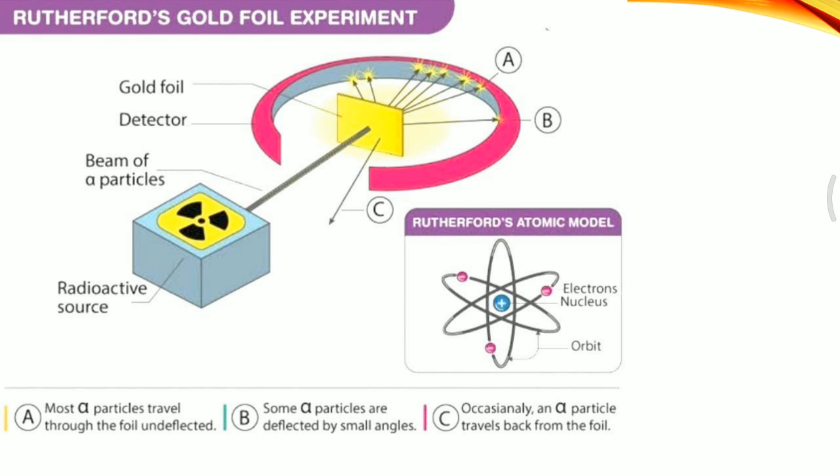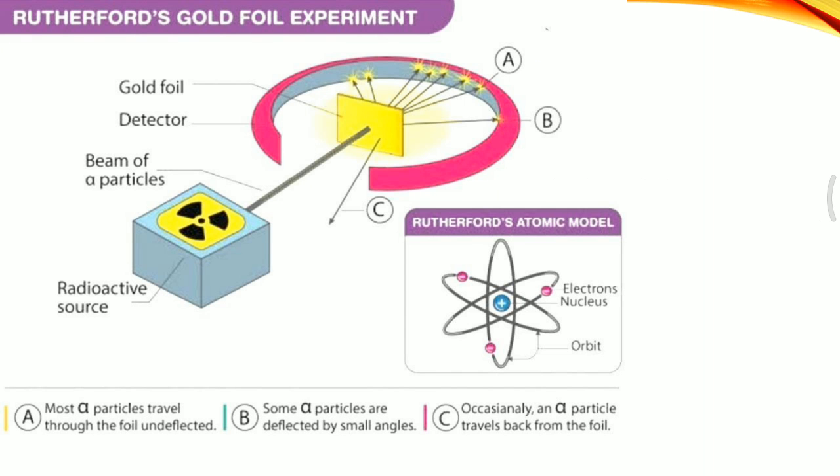Here you are noticing that most of the alpha particles travel through the gold foil and remain undeflected, which is represented by the letter A. Some of the alpha particles are deflected through small angles, which is represented by the letter B. And some of the alpha particles travel back from the foil, which is represented by the letter C.